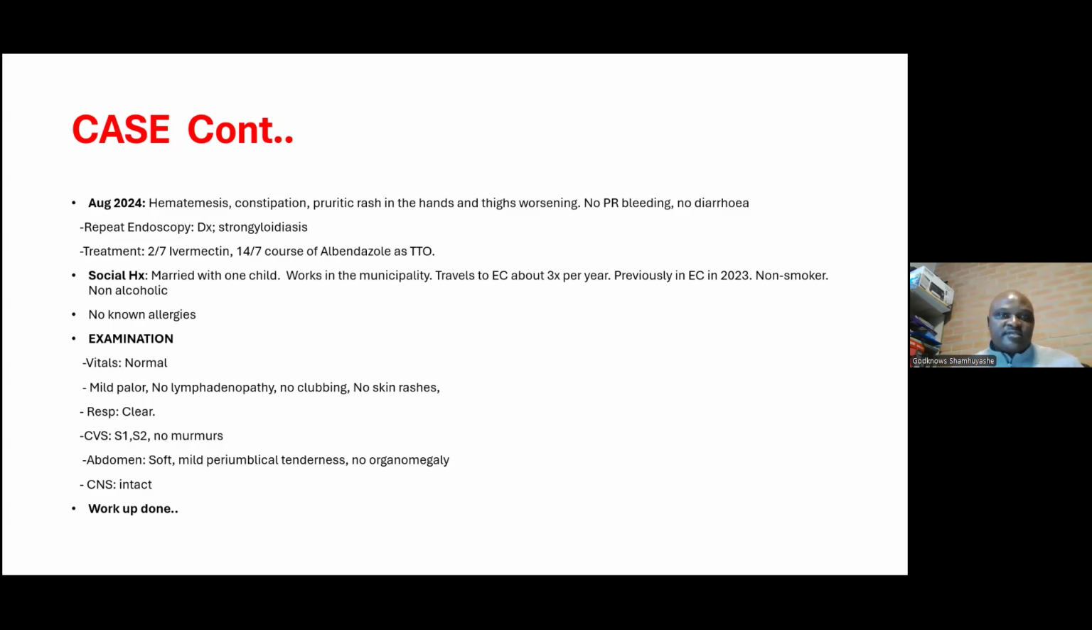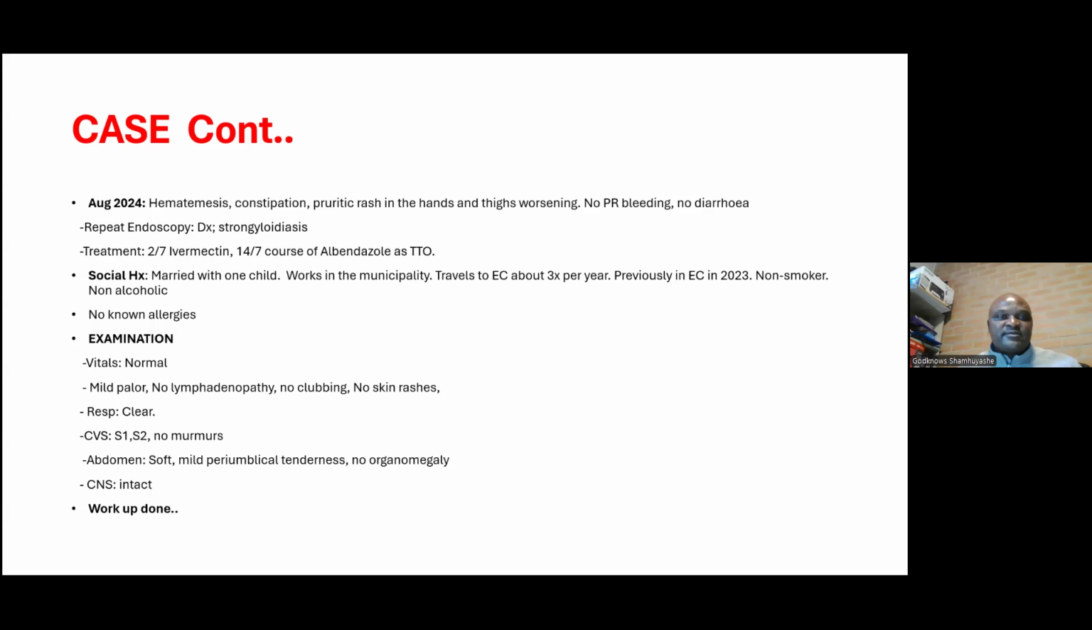On the social history, she's married with one child. She works in the municipality. She travels to Eastern Cape about 3 times per year, and previously traveled to Eastern Cape in 2023. She's a non-smoker and non-alcoholic. She doesn't have any allergies.